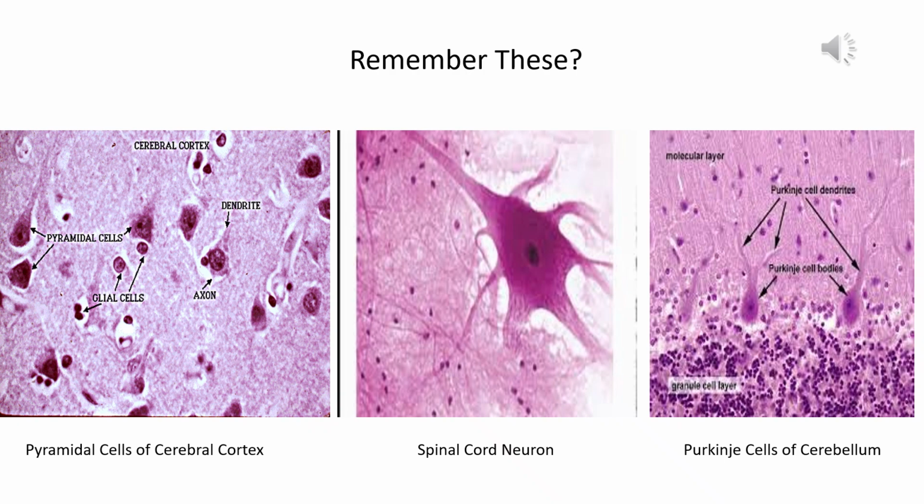In the middle image, that is a typical spinal cord neuron. You can see how large the soma is. You can see the nucleus, and usually you can see the nucleolus within the nucleus. So also surrounding this particular neuron, you can see many glial cells.